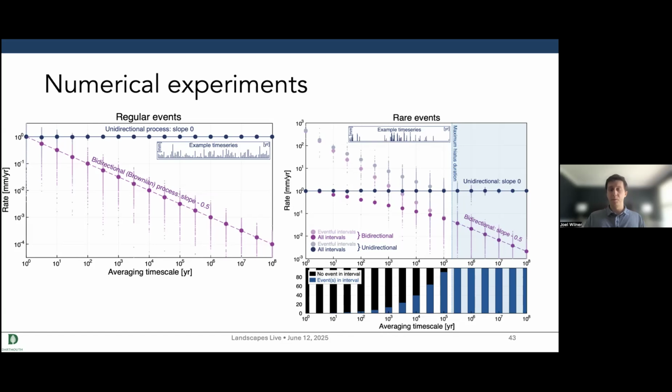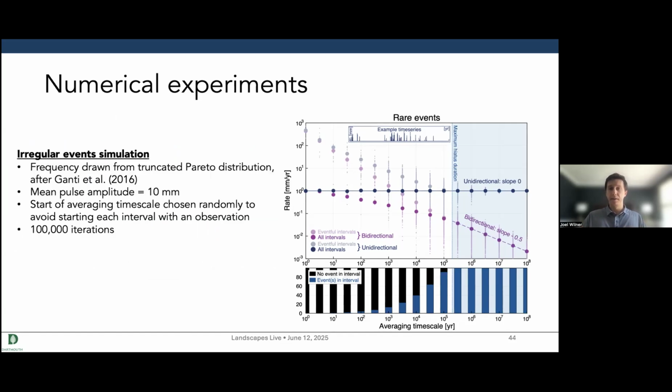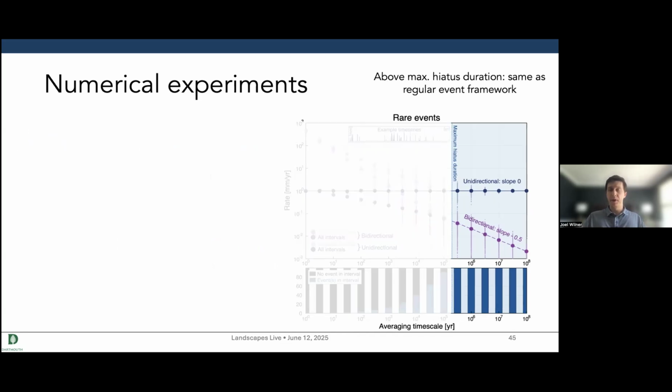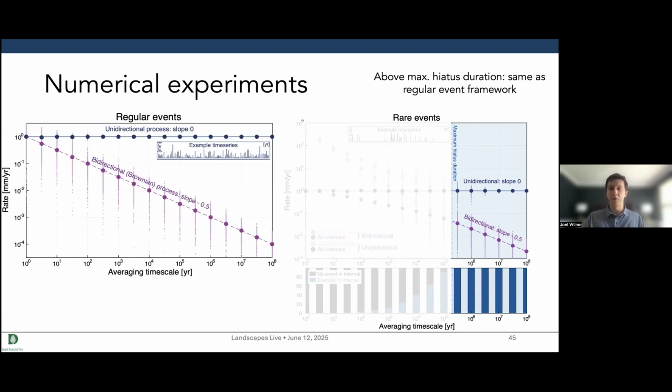For short averaging timescales, understandably, you have many timescales where you don't have an event in an interval or have very few events in an interval. Whereas if you increase the timescale, you get more events in the interval, until you reach a maximum hiatus duration, and then it's akin to the regular event framework here.